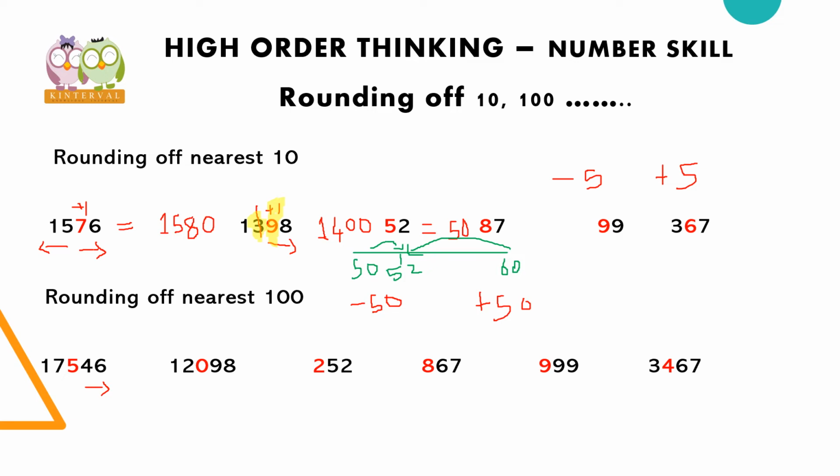And here this one, 1576, if we see, that number lies between 1570 and 1580, correct? 1576 is just 4 steps away from 1580 and 6 steps away from 1570. So 1580 is nearer, and that is why we have taken 1580. This is the logic to find out the rounding off, but we are learning the shortcut by following only the two rules. Clear, children?